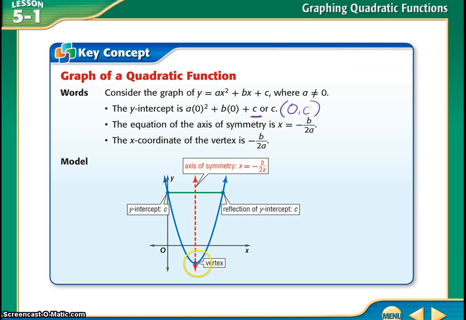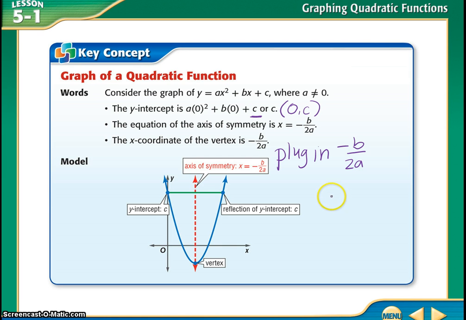The vertex is the highest or the lowest point of our parabola. It lies on the axis of symmetry. When we find the axis of symmetry, we're finding a vertical line, so we're finding an x value, and that's the x value of our vertex. To find the y value of our vertex, you plug in the x value. So we plug in negative b over 2a.